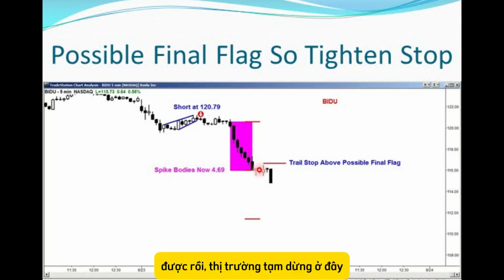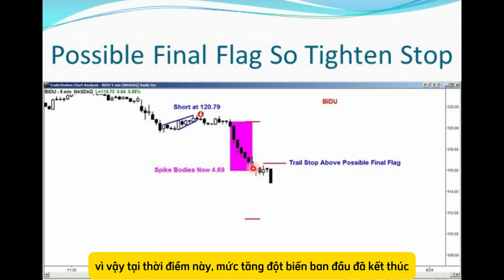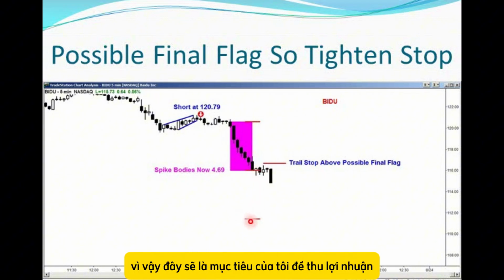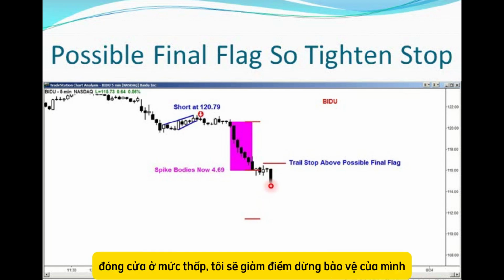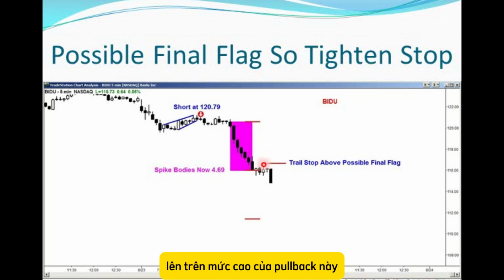Okay, the market's pausing in here. So at this point, the initial spike has ended. So this would be my target for taking profits, either full profits or partial profits. Now that the market's resuming down again with a pretty big bear bar closing on its low, I would lower my protective stop to above the high of this pullback.